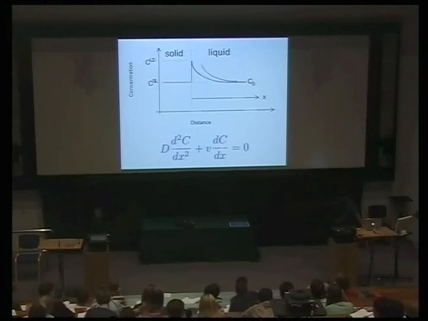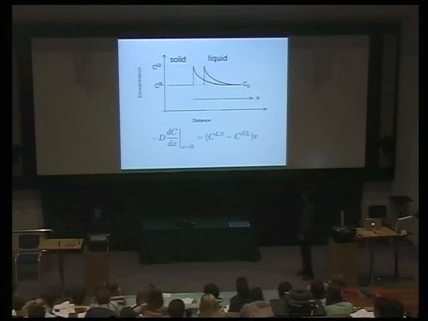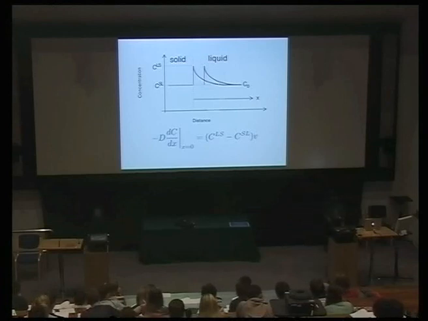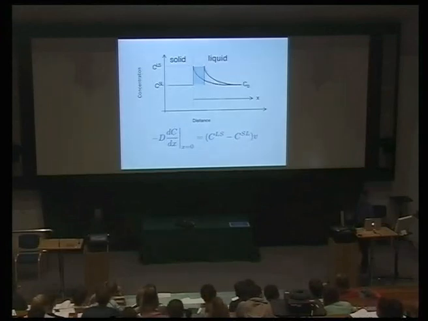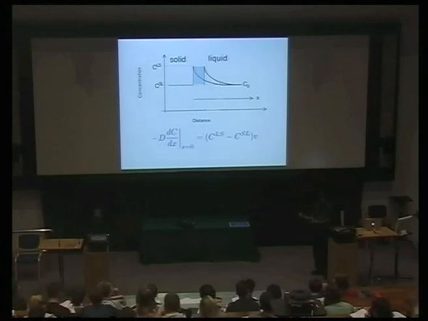Okay. Now, the second thing that we need to look at is a sort of a mass balance condition, that this area here is the amount of solute that has been pushed by the interface. If I multiply that by the velocity, I get the rate at which solute is being pushed by the interface. Okay?